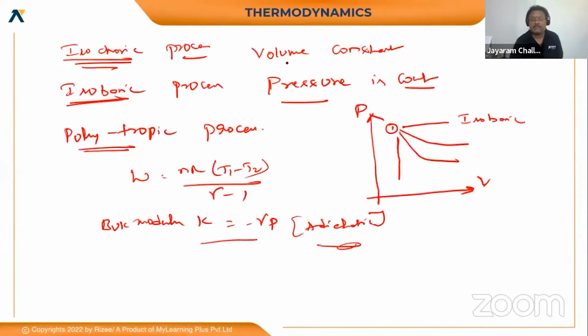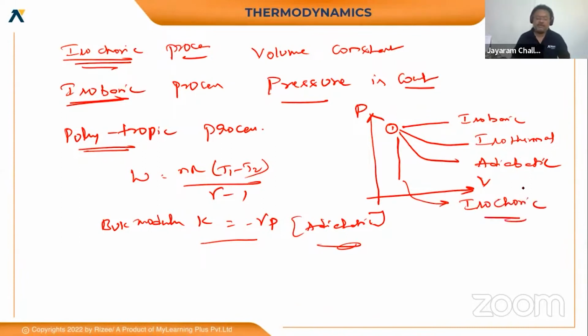As in the earlier case, I have drawn this graph: this is going to be isobaric, this is isothermal, and the third one is adiabatic. This last one is going to be the isochoric. So different processes are there for different situations, and we can solve them. Is this comfortable?